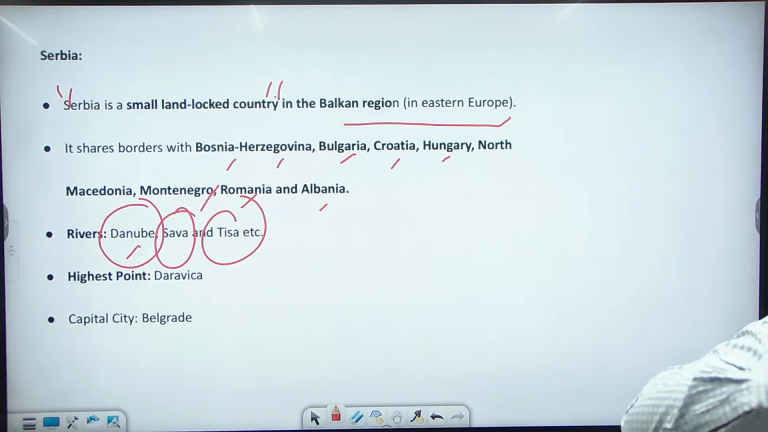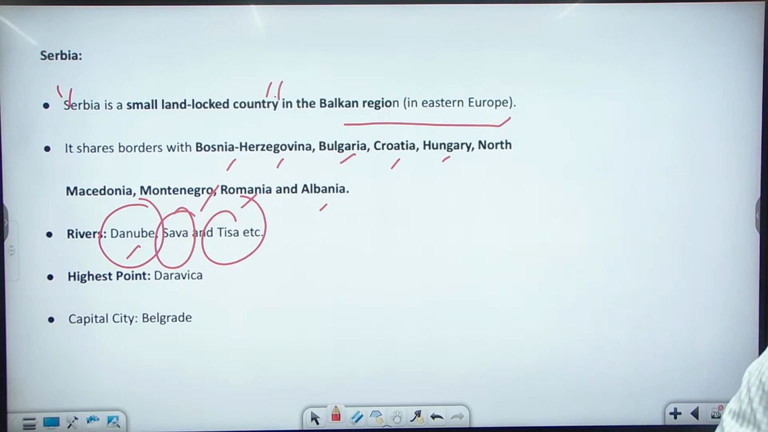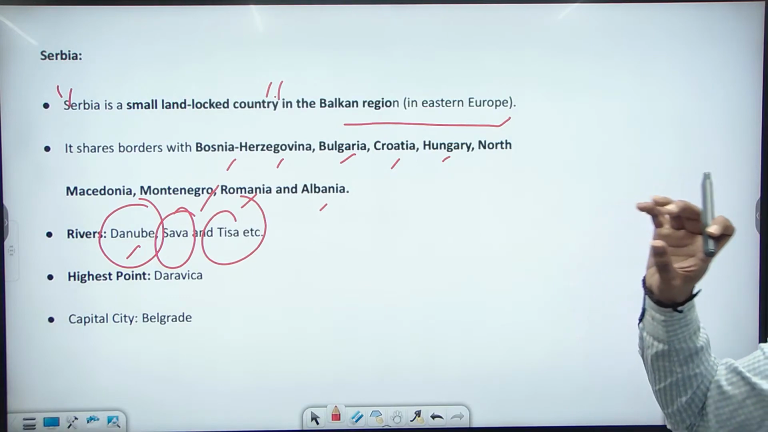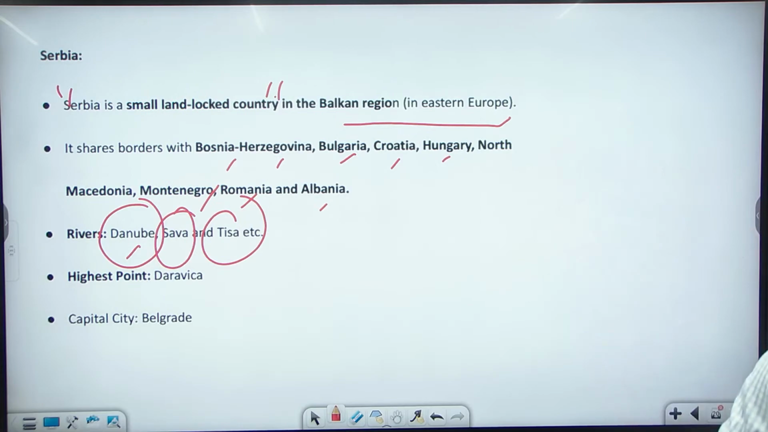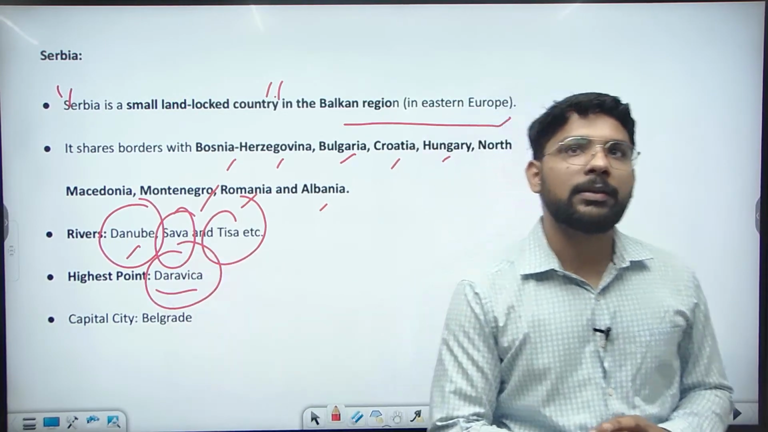So if there is any region in conflict, you need to know about the geographical features as well. What is the major river there, what is the major lake, which mountains, if there is any volcano, if there is any world heritage site, you should have an idea about that too. UPSC will not ask where Serbia is. They can ask about the boundary countries. They can ask about some specific location in Serbia. And the highest point in Serbia is Daravika.